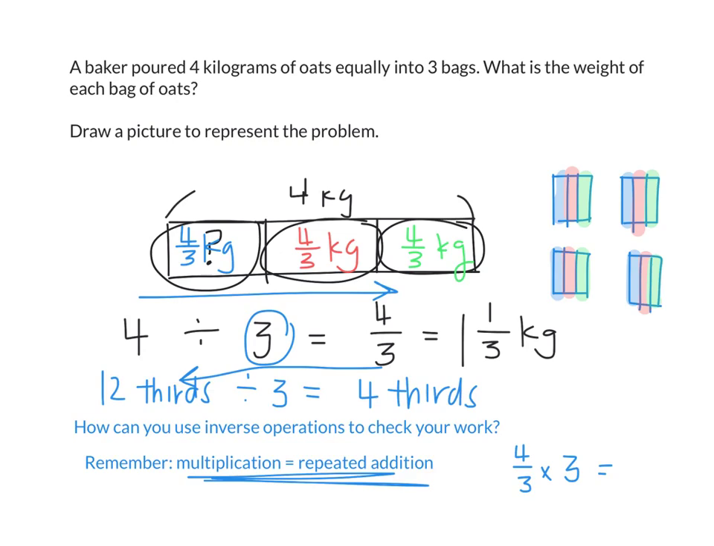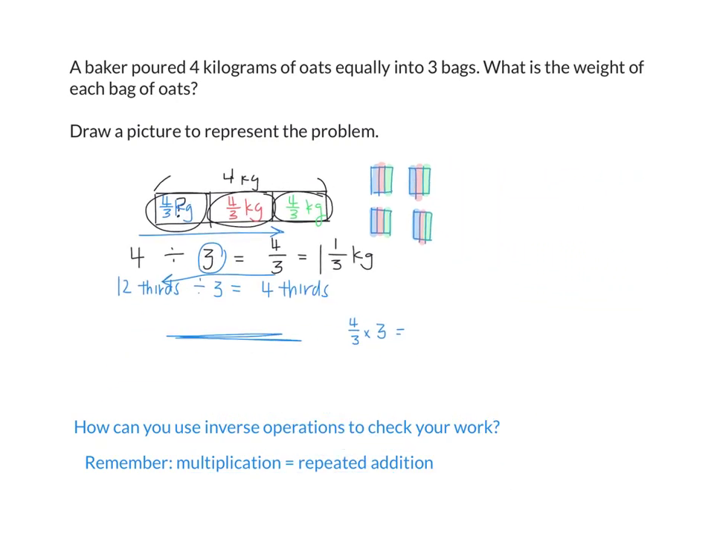So instead of saying 4 thirds times 3, how could I write that using repeated addition? I could say it's 4 thirds plus 4 thirds plus 4 thirds. Do you guys agree? If I have 4 thirds and I add 4 more thirds, how many thirds do I have? 8 thirds. And if I add 4 more thirds, how many thirds do I have? 12 thirds. So this is the same thing as 12 thirds.